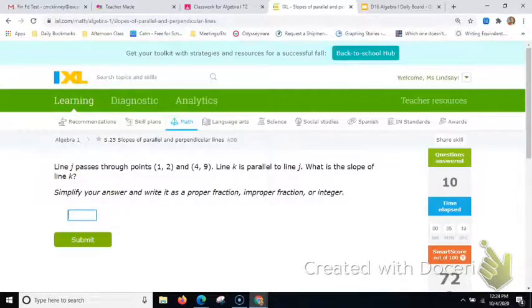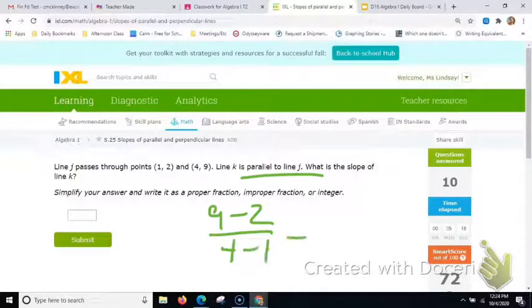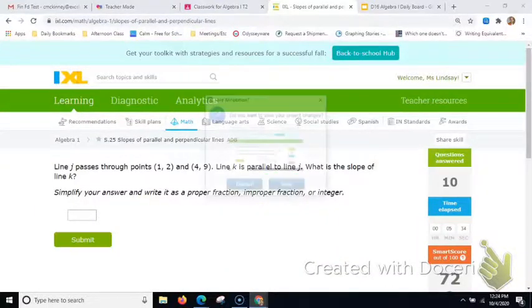So this time, same process, but it says parallel. So 9 minus 2 over 4 minus 1, so 7/3, and parallel means we're going to keep it the same. So 7/3, 7/3. 7/3.